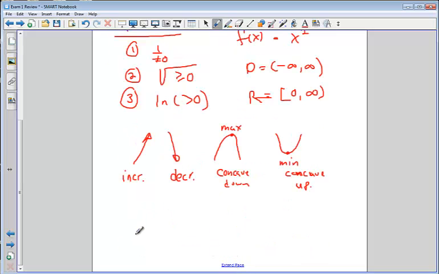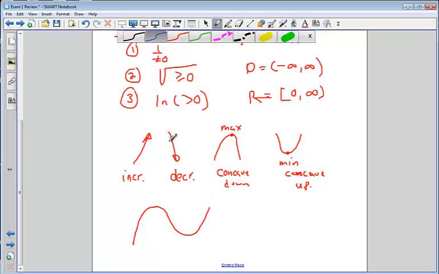Inflection points happen when we have a change in concavity. So if you go concave down to concave up, there's some point in between here that has no concavity, and we call this point the inflection point.